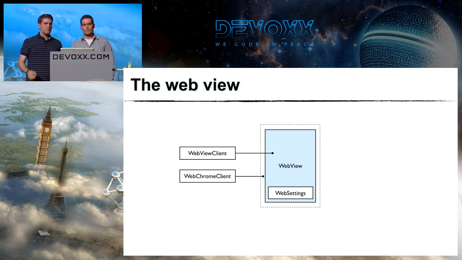And finally, we have a WebChromeClient. And the Chrome, in this case, is kind of the user interface of the web view. So things that are normally not part of the rendered HTML, but other GUI things, I guess.